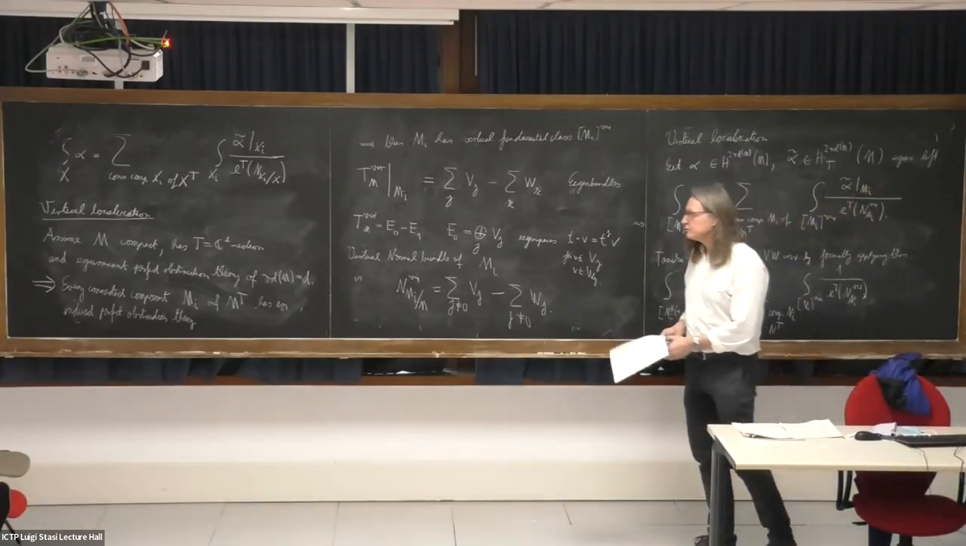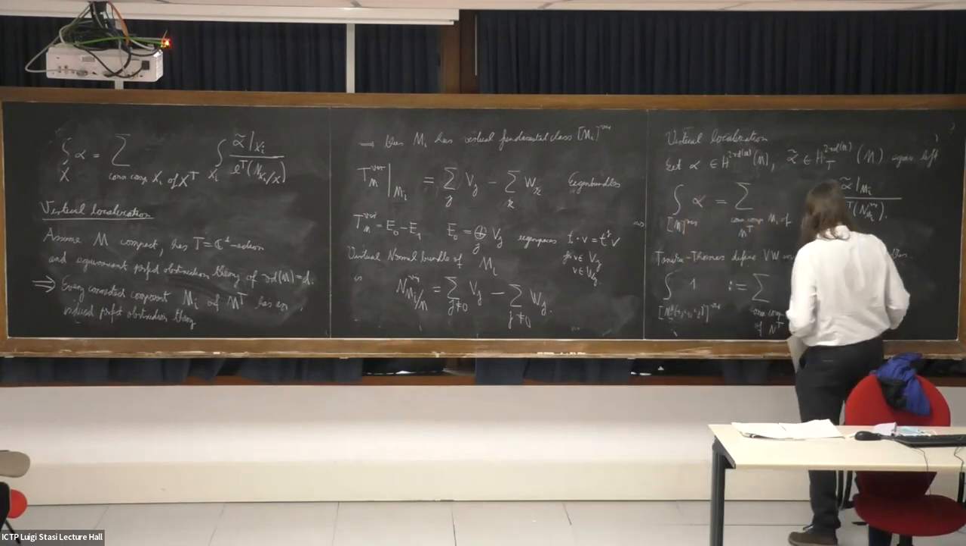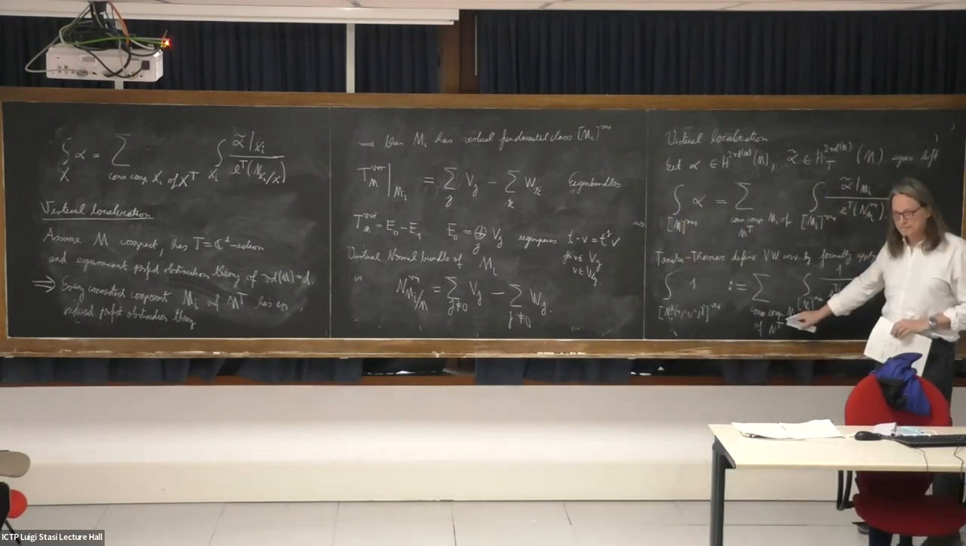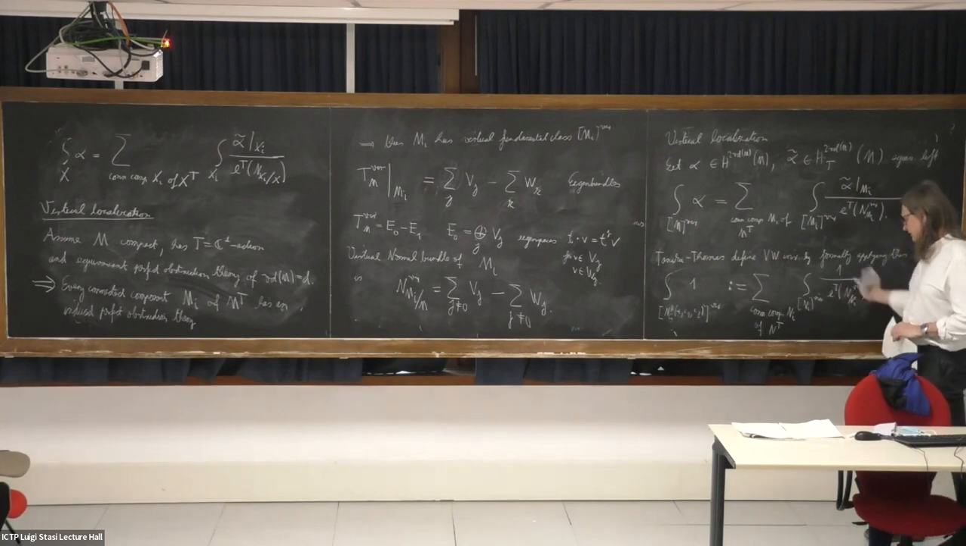So if I want to compute this now, obviously one has to understand what the fixed point locus is. So we want to take these integrals over the connected components of the fixed point locus. So what are those?